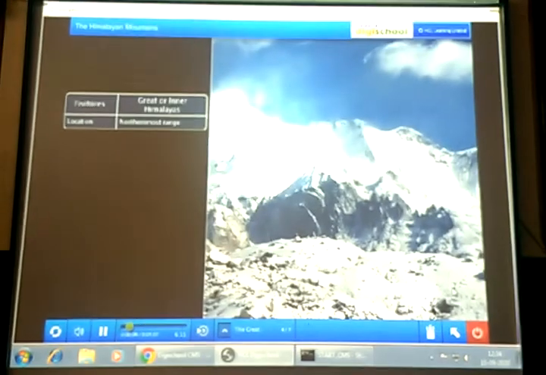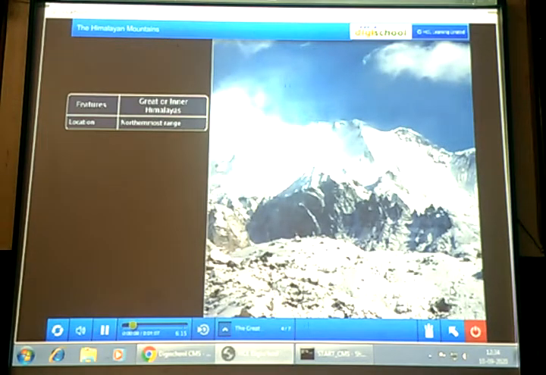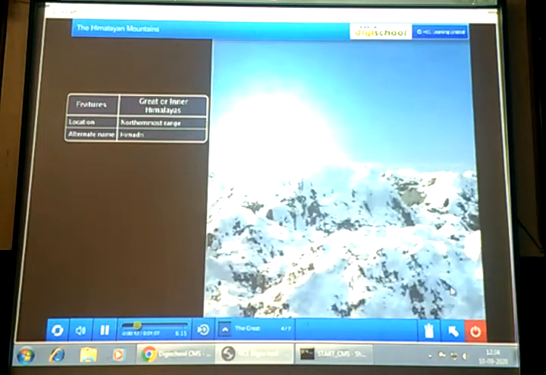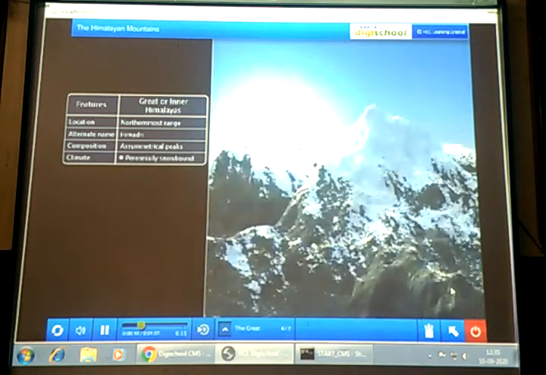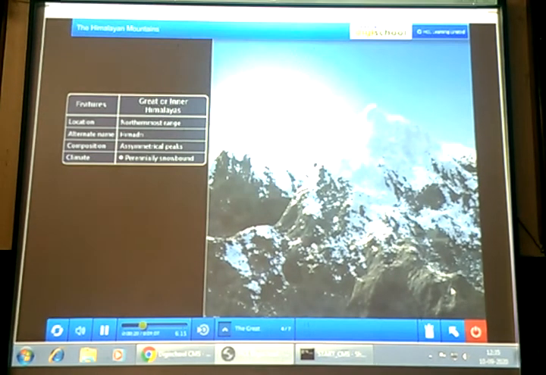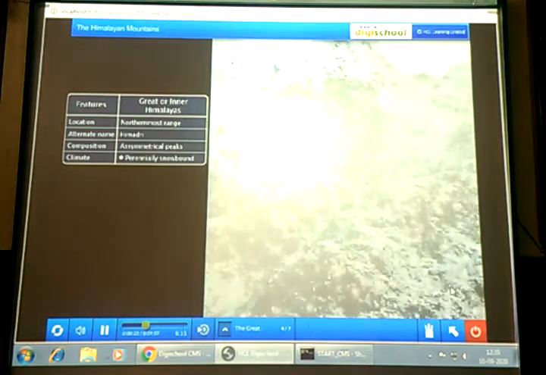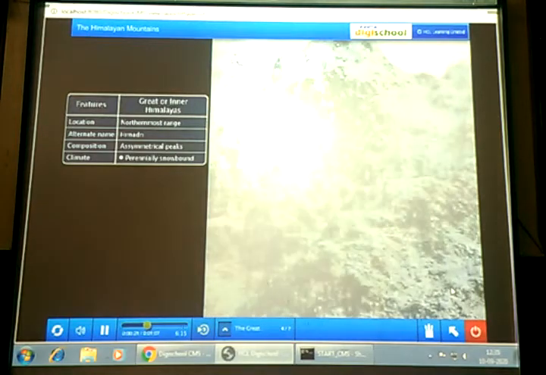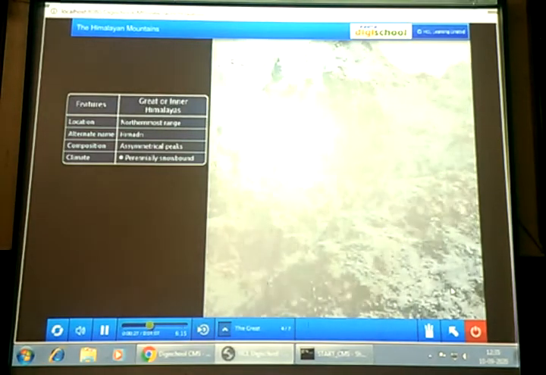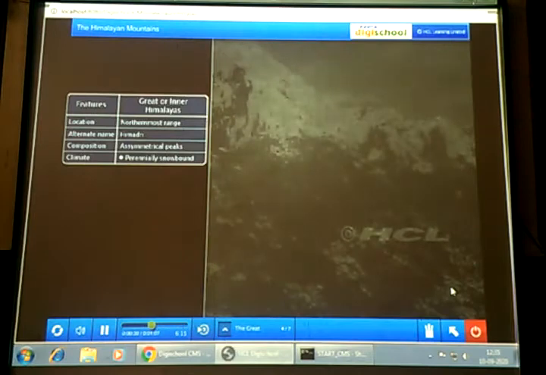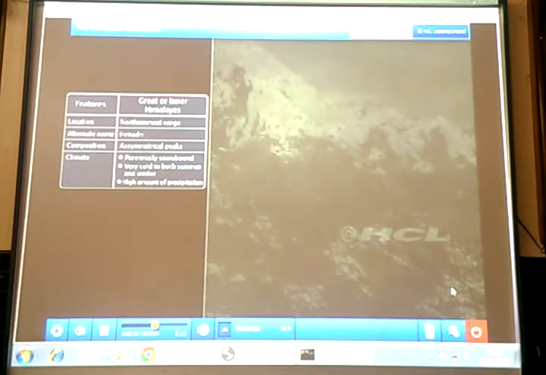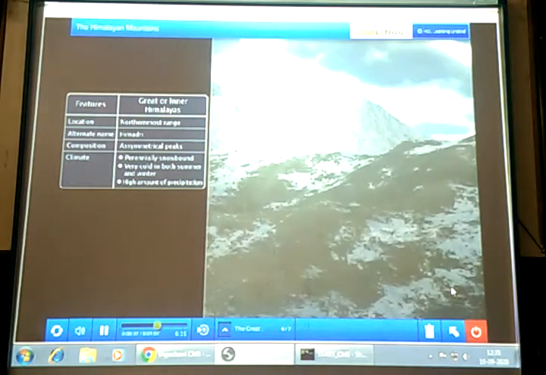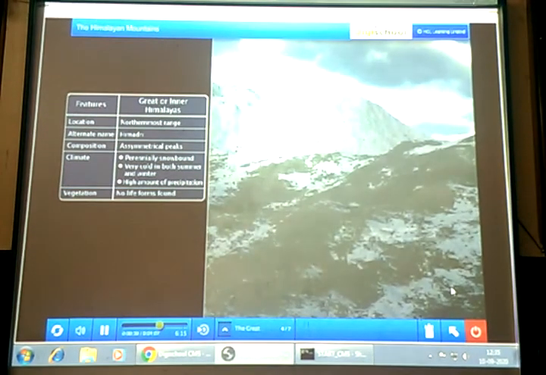This is the northernmost and highest range of the Himalayas, known as the Himadri. The peaks in this range are asymmetrical in nature. They are perennially snow-bound. Hence, this range is extremely cold in summer as well as winter. This region also receives a high amount of precipitation. The extreme cold weather does not support any life forms.